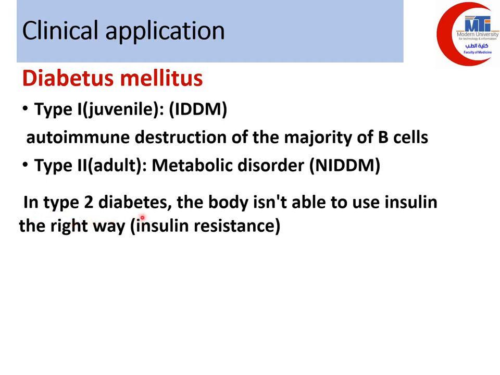In type 2 diabetes, the body isn't able to use insulin in the right way, called insulin resistance, so it's a metabolic disorder. It's very important to know that there are two types of diabetes, type 1 and type 2. Type 1 is called insulin-dependent and occurs early in life, and type 2 is called adult or non-insulin-dependent and occurs after 30.